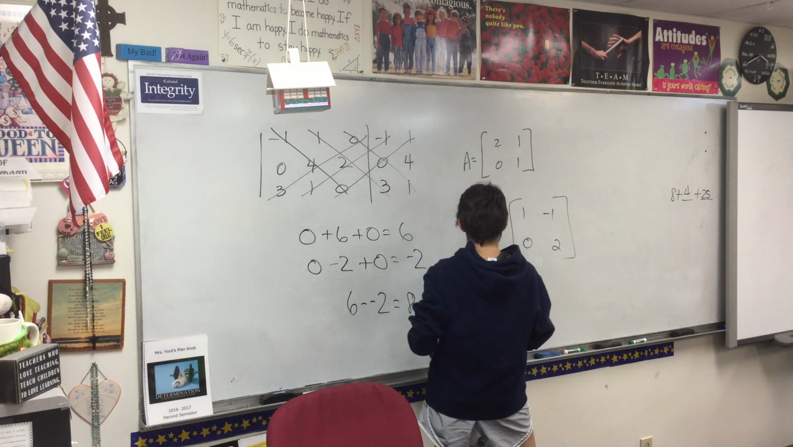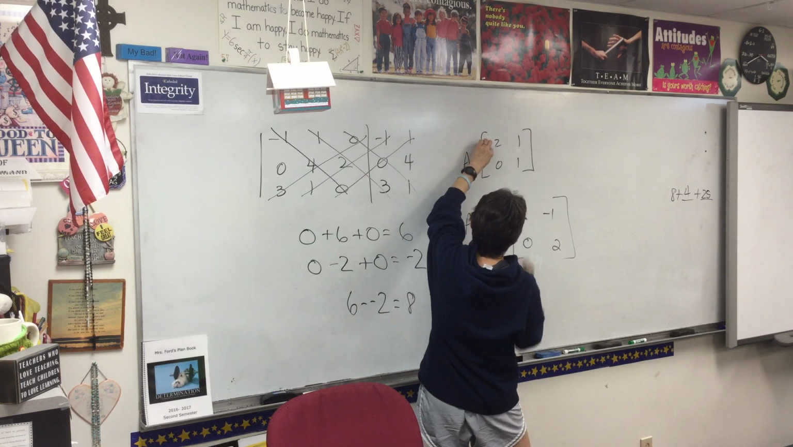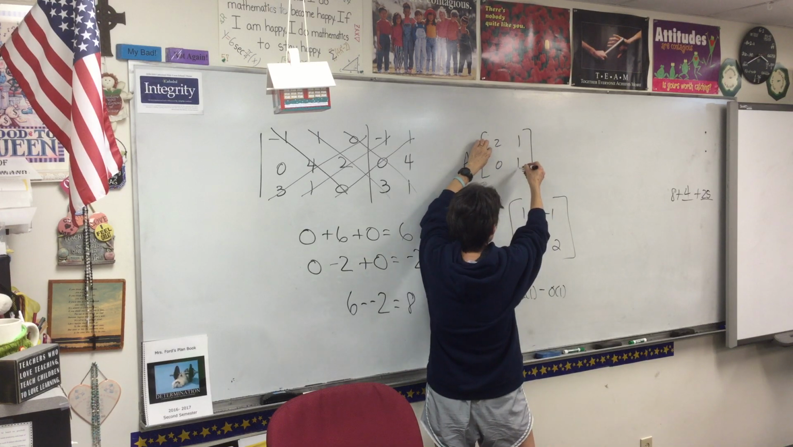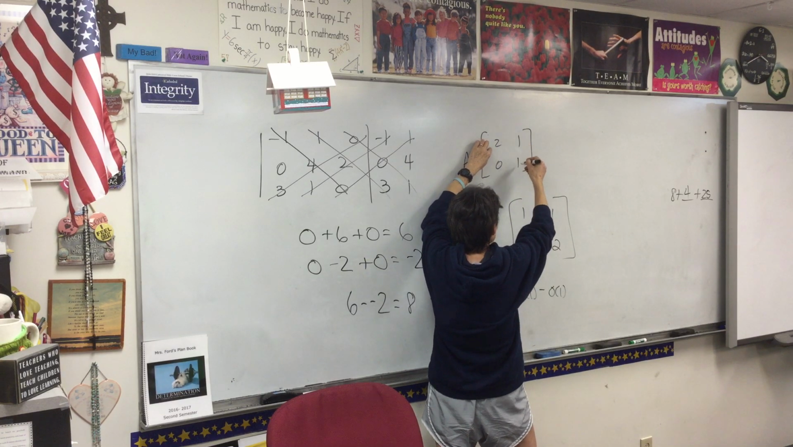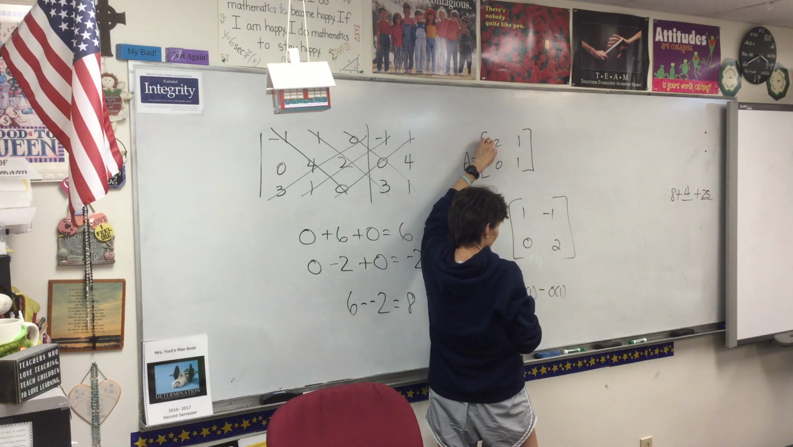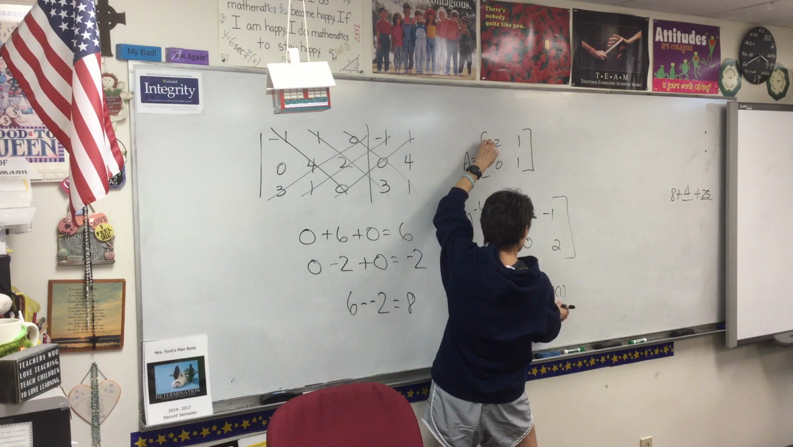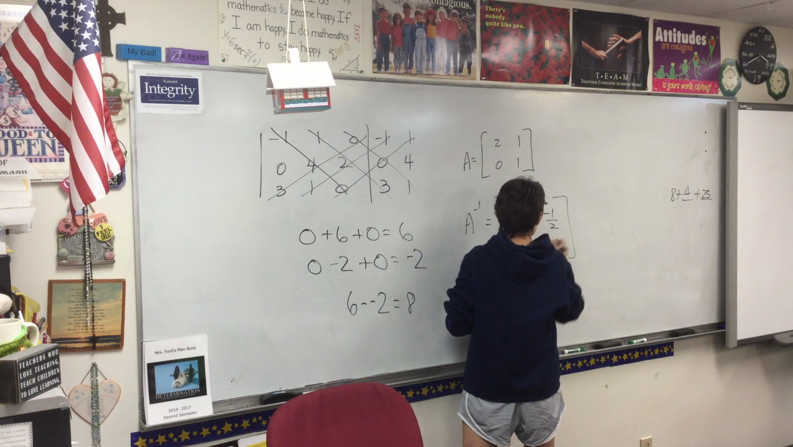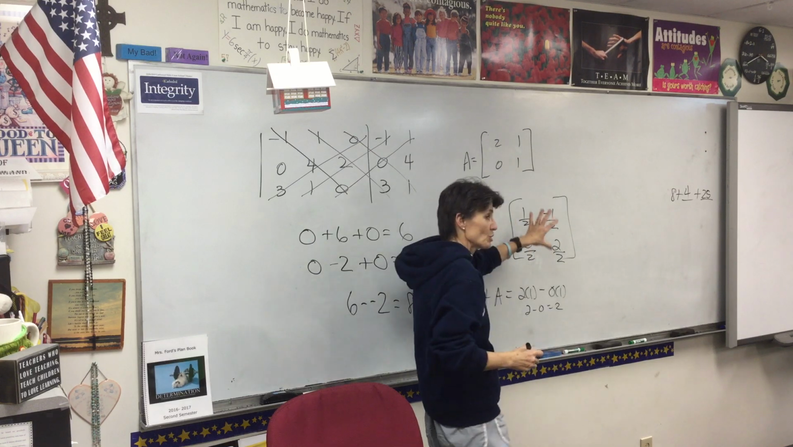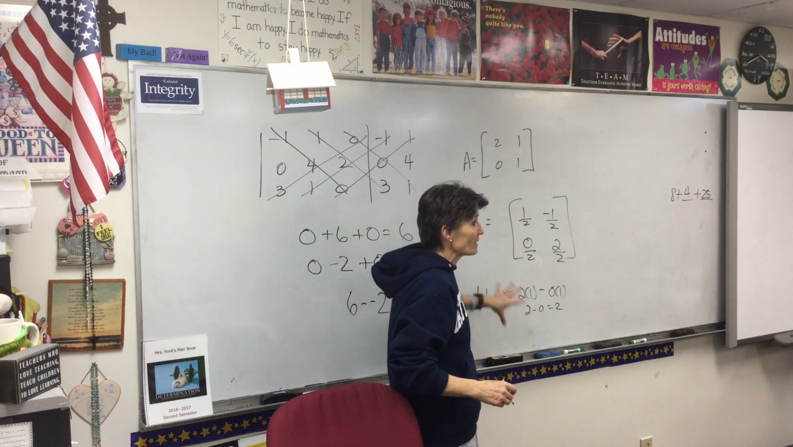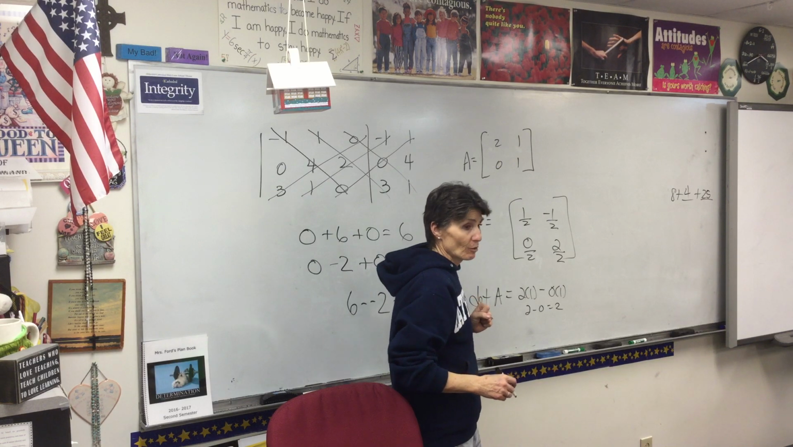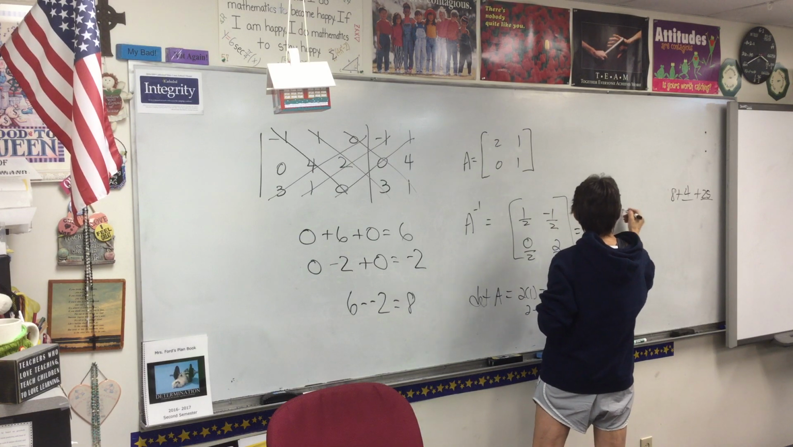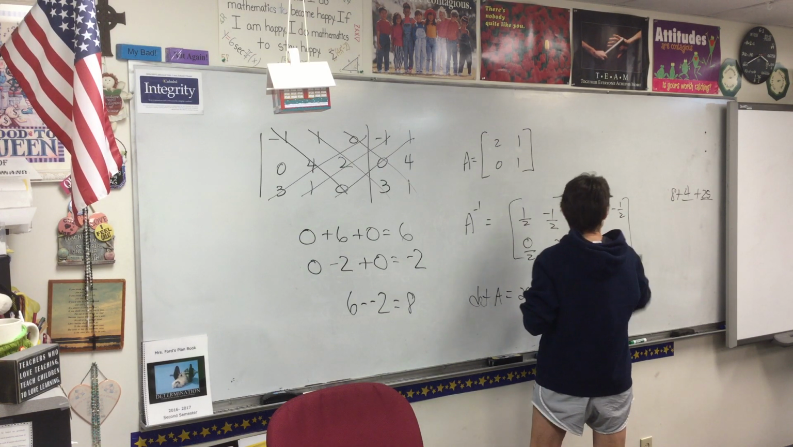So the determinant of the matrix is 2 times 1 minus 0 times 1. So it's this minus this. So 2 minus 0 is just 2. Now what do I do with that 2? I divide all of the original matrix that you built by the determinant. So my answer is 1/2, negative 1/2, 0, 1.